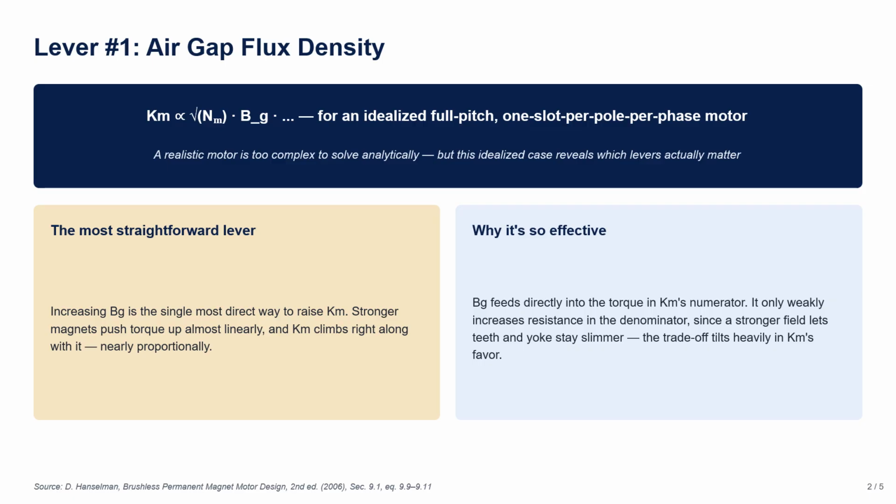The first and strongest lever is air gap flux density, Bg. Increasing Bg is the single most direct way to raise Km, because it feeds straight into the torque in the numerator, while only weakly increasing resistance in the denominator. Stronger magnets let the teeth and yoke stay slimmer, so the trade-off tilts heavily in Km's favor. As a result, motor constant increases nearly linearly with air gap flux density.